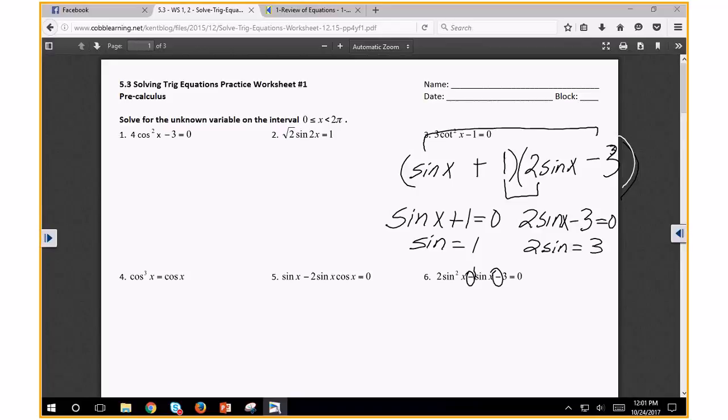Would it be -1 or positive 1? And then sine of x is equal to -1. Now the sine is the y, the vertical. Where is sine -1? 3 pi over what? 3 pi over 2.